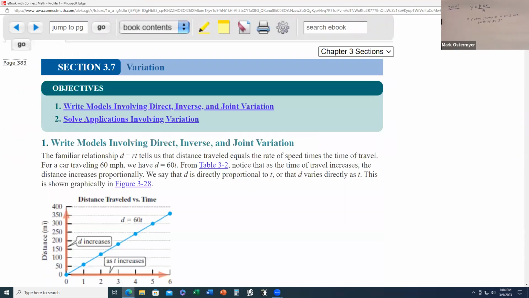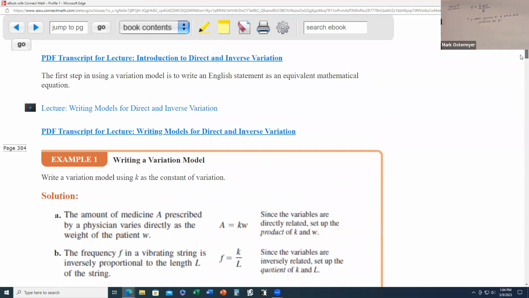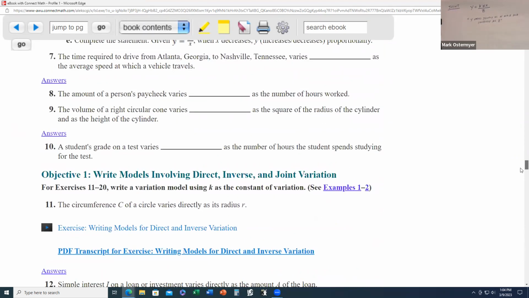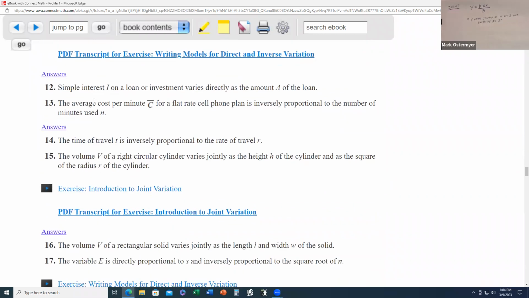I'm going to dive on down, and I want to begin looking at problems like number 12 here. So let's go down to problem number 12. Notice the instructions for 11 through 20 say, write a variation model using K as the constant of variation. So let's try number 12. It says, simple interest I on a loan or investment varies directly as the amount A of the loan. So I and A are dollar figures.